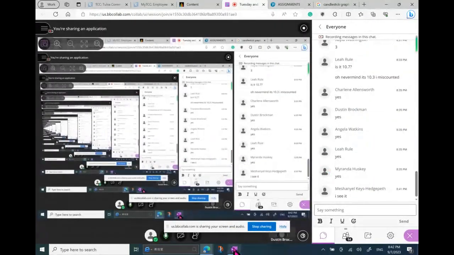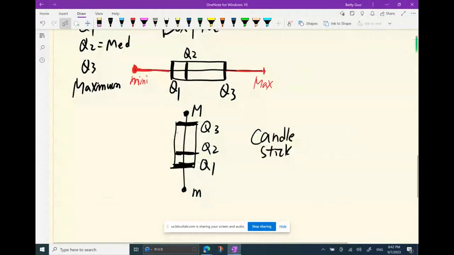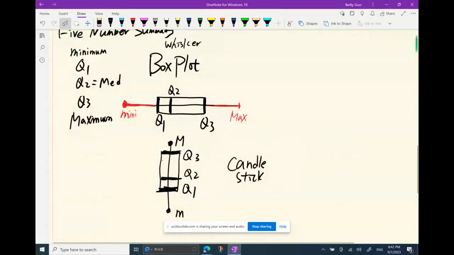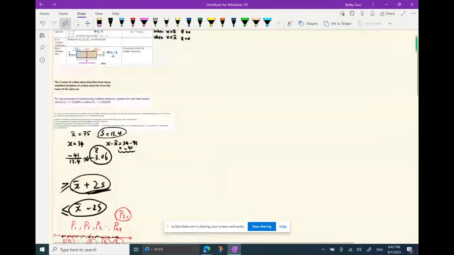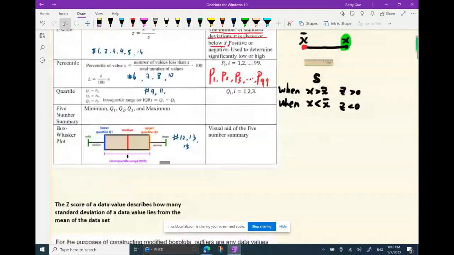Very good. So that is the 5-number summary. On our MATLAB Math, we have questions to identify.